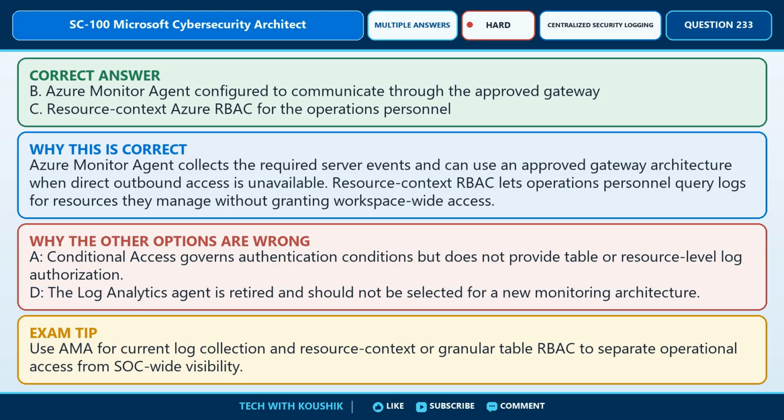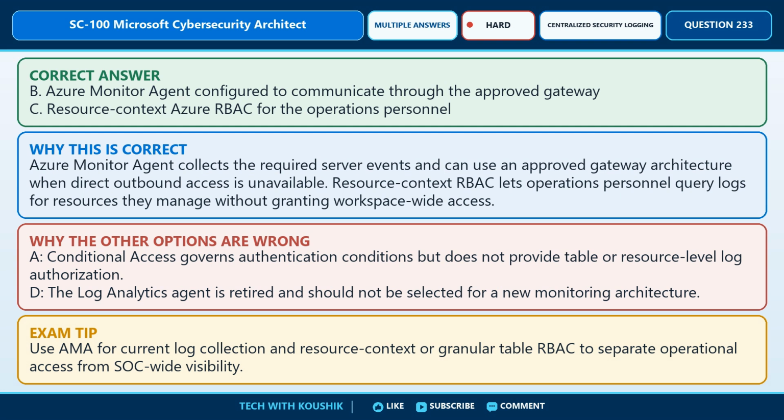The correct answers are Option B. Azure Monitor Agent configured to communicate through the approved gateway, and Option C. Resource-context Azure RBAC for the operations personnel. Here's why. Azure Monitor Agent collects the required server events and can use an approved gateway architecture when direct outbound access is unavailable. Resource-context RBAC lets operations personnel query logs for resources they manage without granting workspace-wide access.